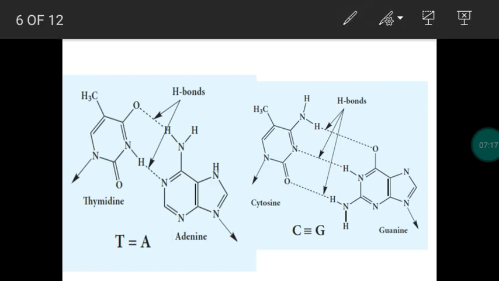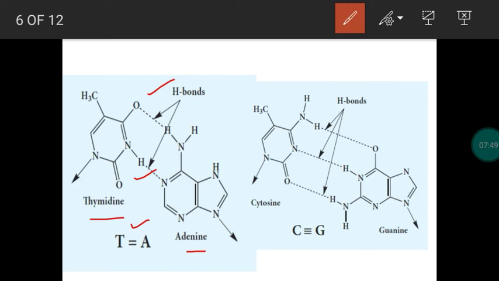Now we can see how many hydrogen bonds are formed between the nitrogenous bases. In DNA, we consider thymine as well as adenine. Between these two, we have two hydrogen bonding interactions. So two hydrogen bonds are formed between the nitrogenous bases. T double bond A represents what? Thymine and adenine will have two hydrogen bonding interactions.